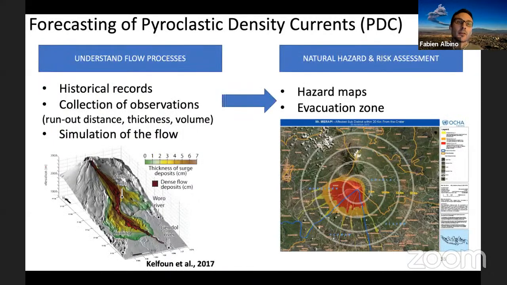So why is forecasting of pyroclastic density currents important, and how do you do it? First, you need to understand the flow processes. You can collect historical records from the different eruptions of the volcano, a collection of observations, runout distance, thickness, and then important work on the simulation of the flow. The combination of all this information gives you a better idea of the hazard maps, the evacuation zone, and of course has an impact on the risk assessment you're going to do for this volcano.